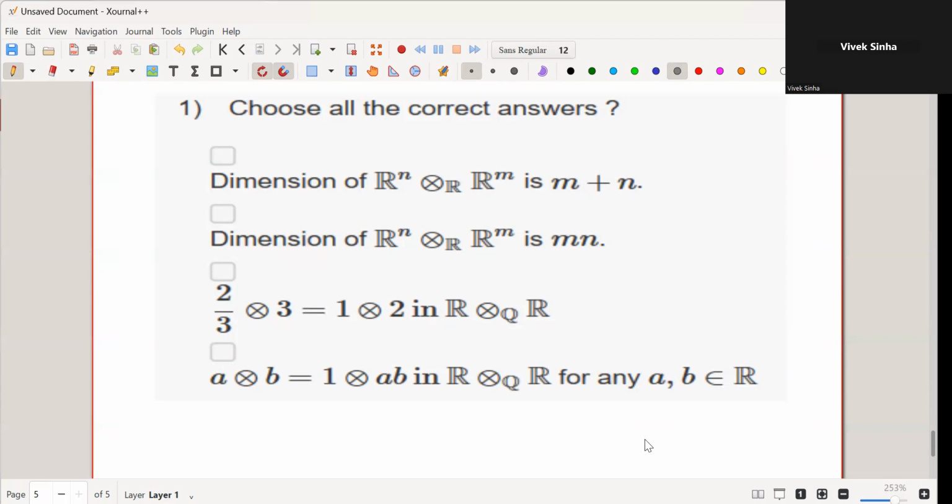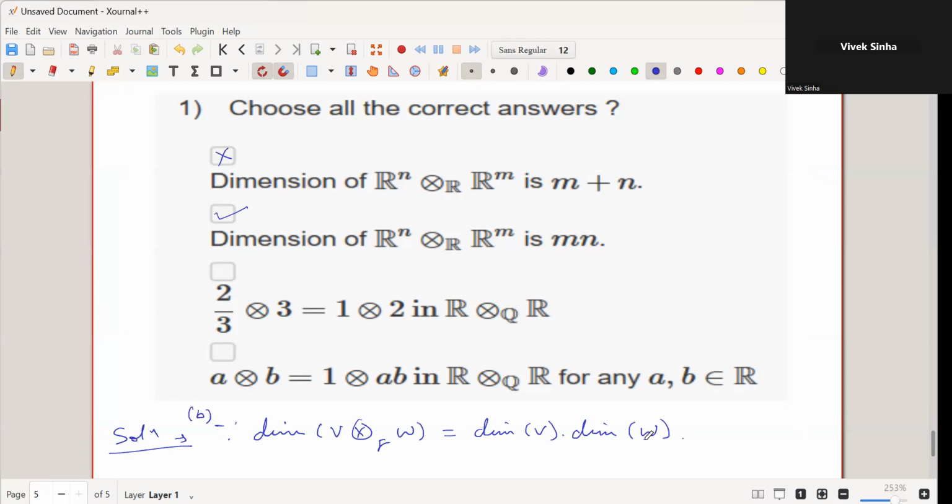So, any guesses? This one is easy, right? We have just seen. Yes, sir. Second is correct. Option number B is correct because of the property: dimension of V tensor W over F is dimension of V times dimension of W. Okay, so this is the part.